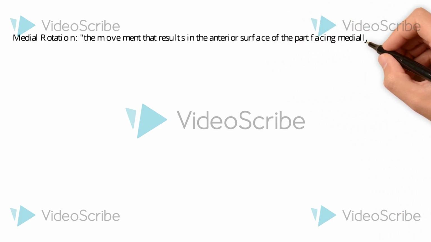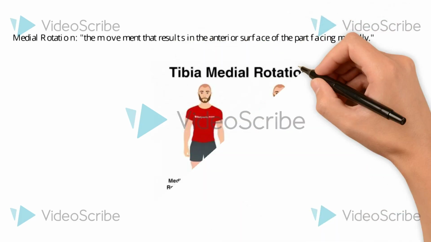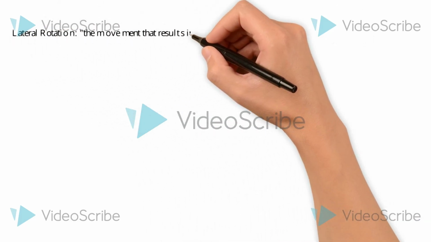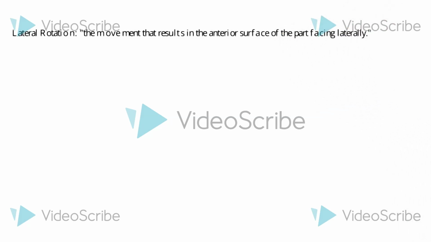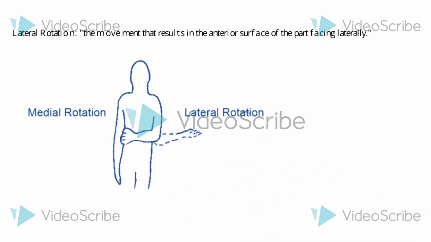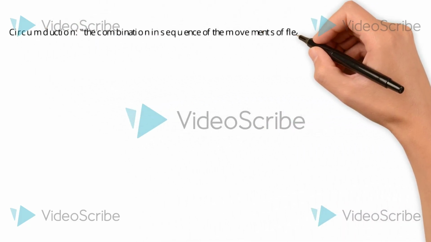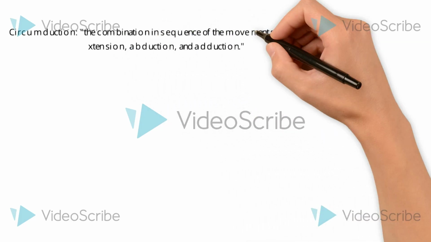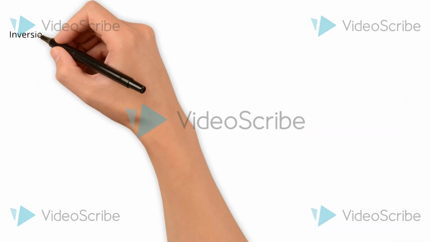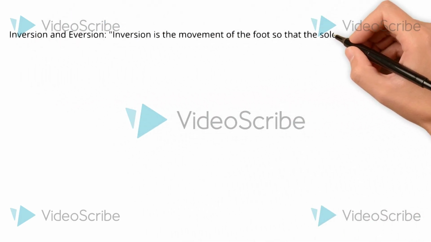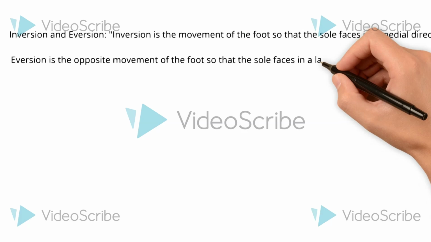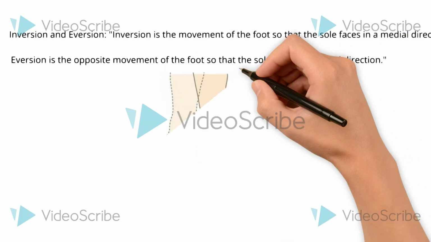Medial rotation: the movement that results in the anterior surface of the part facing medially. Lateral rotation: the movement that results in the anterior surface of the part facing laterally. Circumduction: the combination in sequence of the movements of flexion, extension, abduction, and adduction. Inversion and eversion. Inversion is the movement of the foot so that the sole faces in a medial direction. Eversion is the opposite movement of the foot so that the sole faces in a lateral direction.